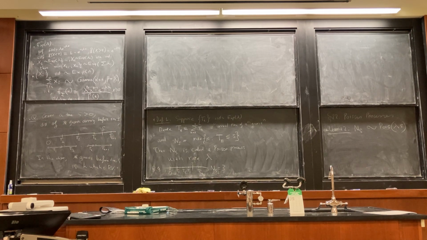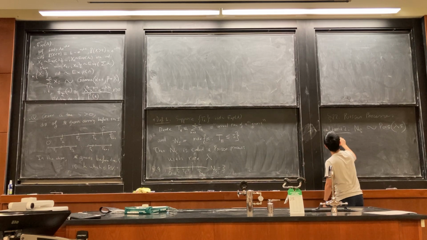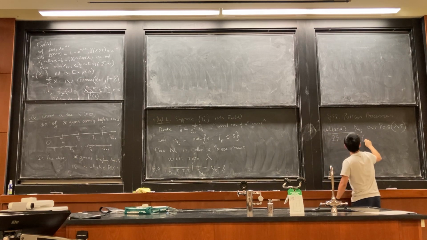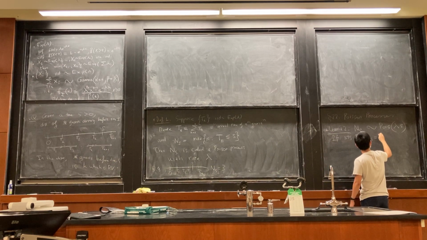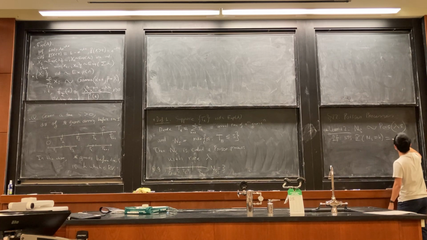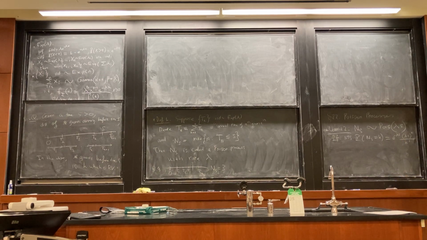So why is that the case? Well, we just need to evaluate. Proof: I want to show that the probability that N_s equals little k is given by the mass function of the Poisson. That means e to the minus lambda s, lambda s raised to the power of k, divided by k factorial. That is the mass function of the Poisson.